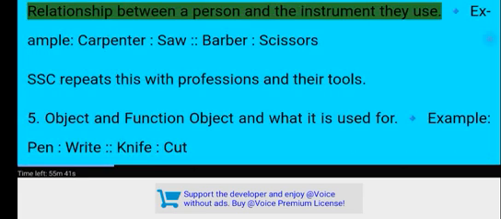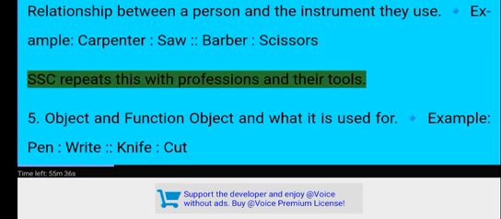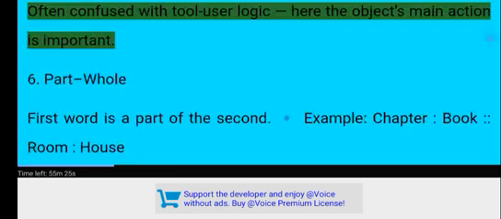4. Worker and tool. Relationship between a person and the instrument they use. Example: carpenter, saw; barber, scissors. SSC repeats this with professions and their tools. 5. Object and function. The object and what it is used for. Example: pen, write; knife, cut. Often confused with tool-user logic. Here the object's main action is important.